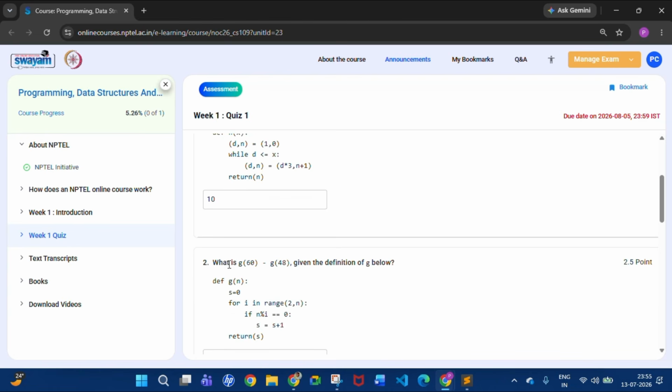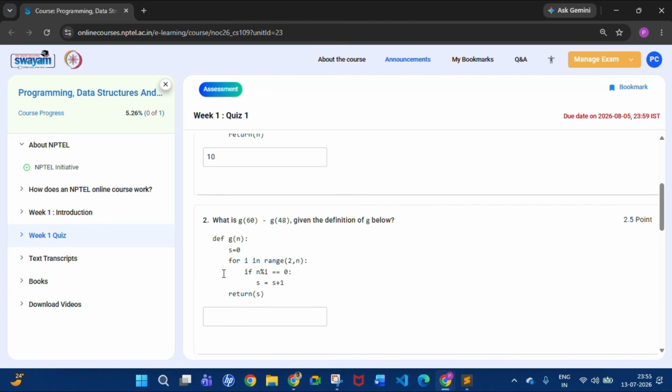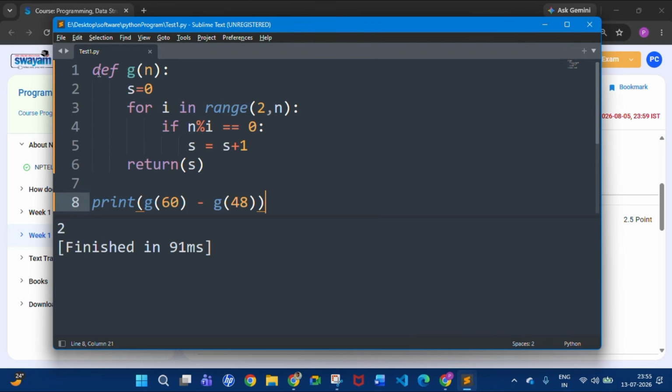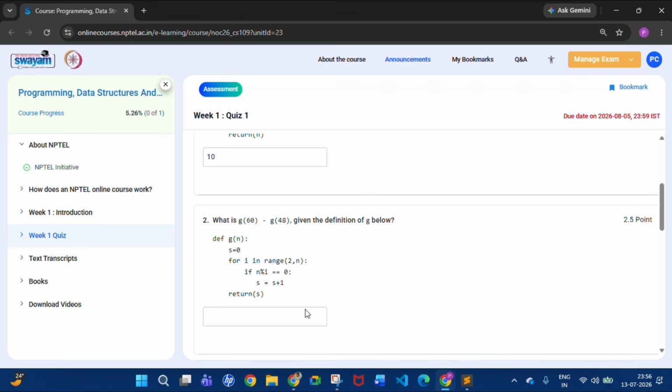So now question number 2. What is g(60) minus g(48), given the definition of g below? Now if you see here, this is the function definition of g(n). Now if you print g(60) minus g(48), then it will print 2. So the answer of question number 2 will be 2.